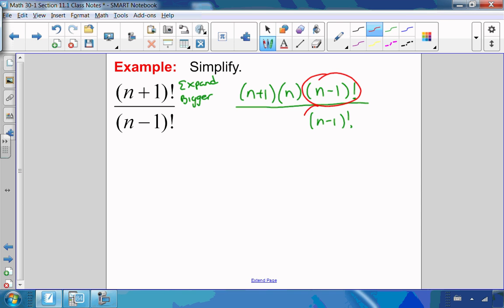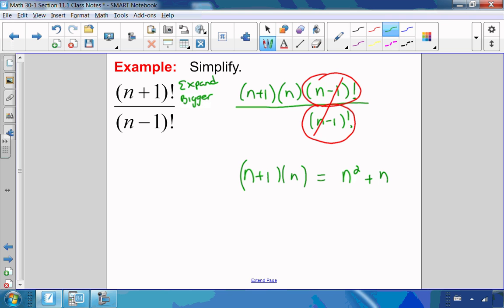Since I have a match, n minus 1 factorial divided by n minus 1 factorial is just 1, and your answer is n plus 1 multiplied by n. Now I would just leave it like that, but if you cannot resist the urge to distribute that, I will also accept n squared plus n.